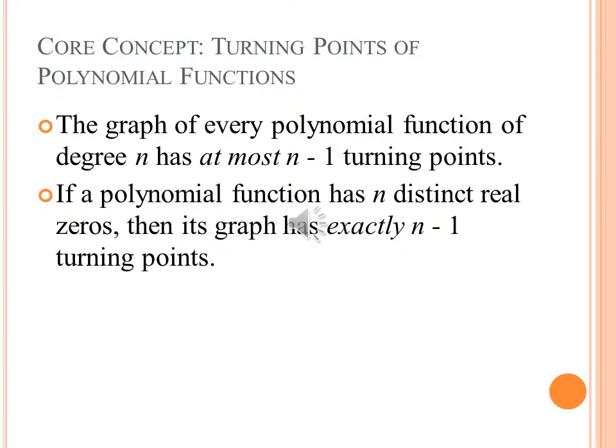This core concept explains the turning points of polynomial functions. So 1, the graph of every polynomial function of degree n has at most n minus 1 turning points. And 2, if a polynomial function has n distinct real zeros, then its graph has exactly n minus 1 turning points.